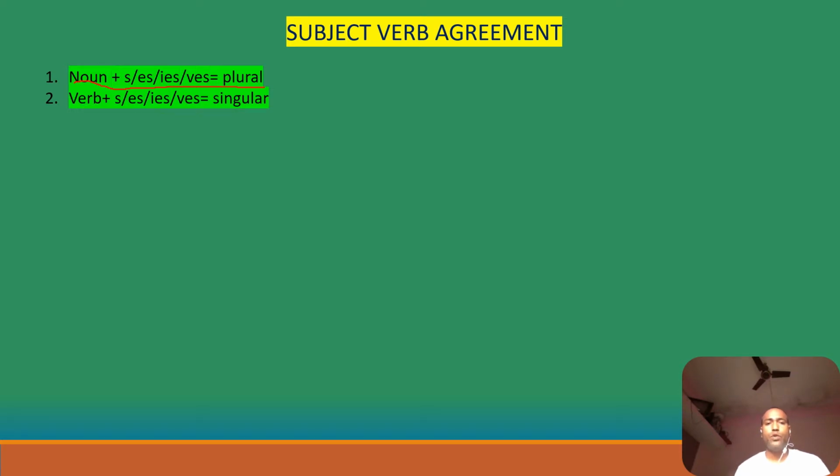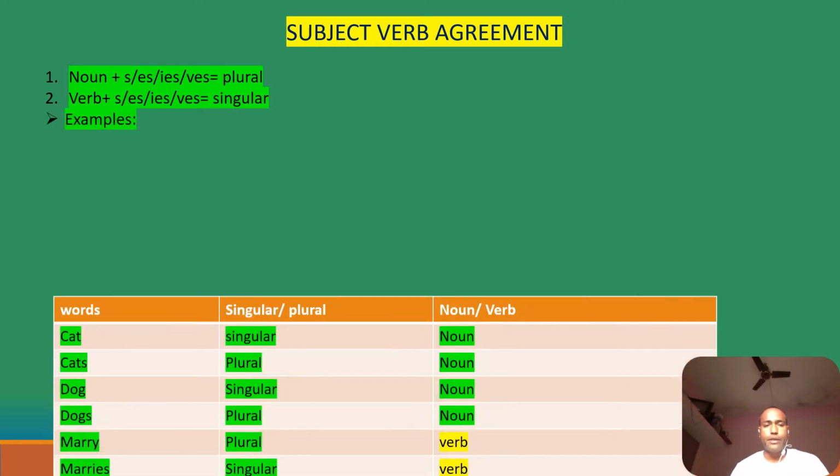If we use s, es, ies or ves with a noun, then it becomes plural. But if we use s, es, ies or ves with the verb, then it becomes singular. So the case is vice versa, just opposite. You should not be confused about that. Okay, let us see some examples here.